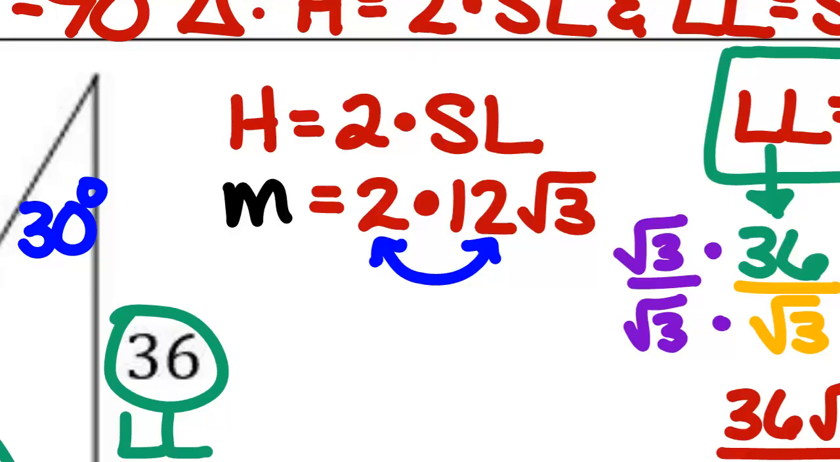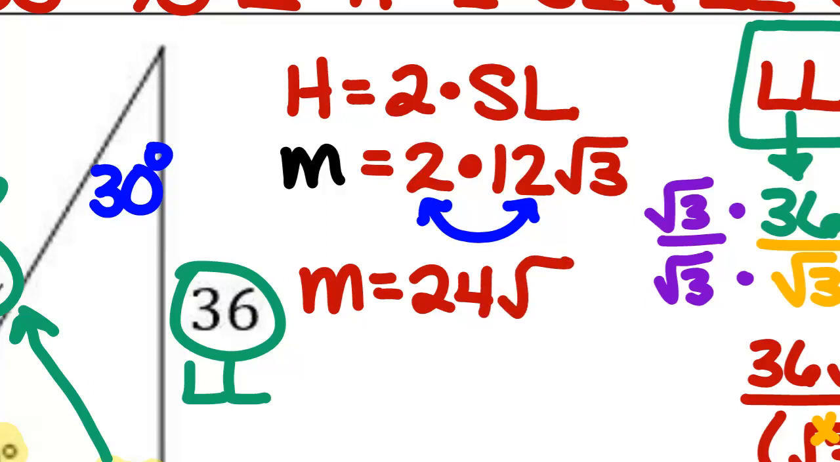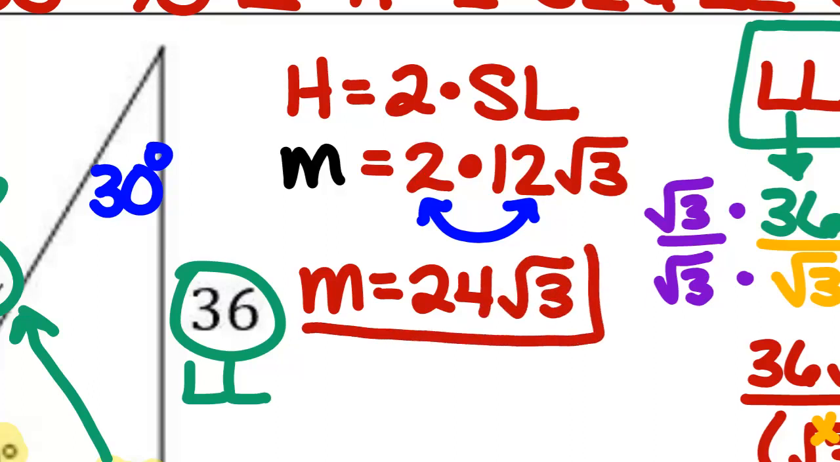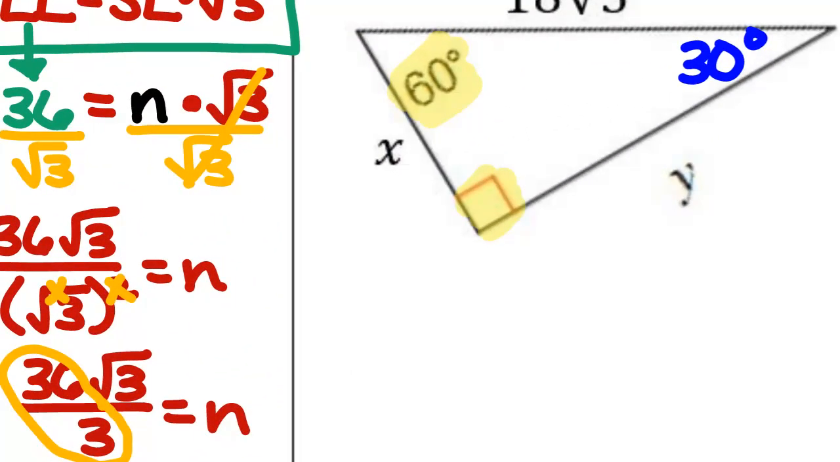These two numbers right here, the 2 and the 12, are being multiplied together, and neither one of them is underneath a radical. So we can just multiply those two pieces together. What is 2 times 12? 24. So M is 24 radical 3. So far, so good? All right. Let's come over to the other one.